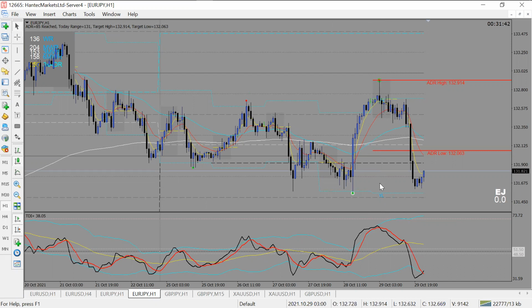TDI crossed. Another thing you should note in the TDI is whenever you see the RSI going out of the band and inside the band, that is a very good signal, a very good signal to either buy or sell. We call it shark fins. Blood in the water.